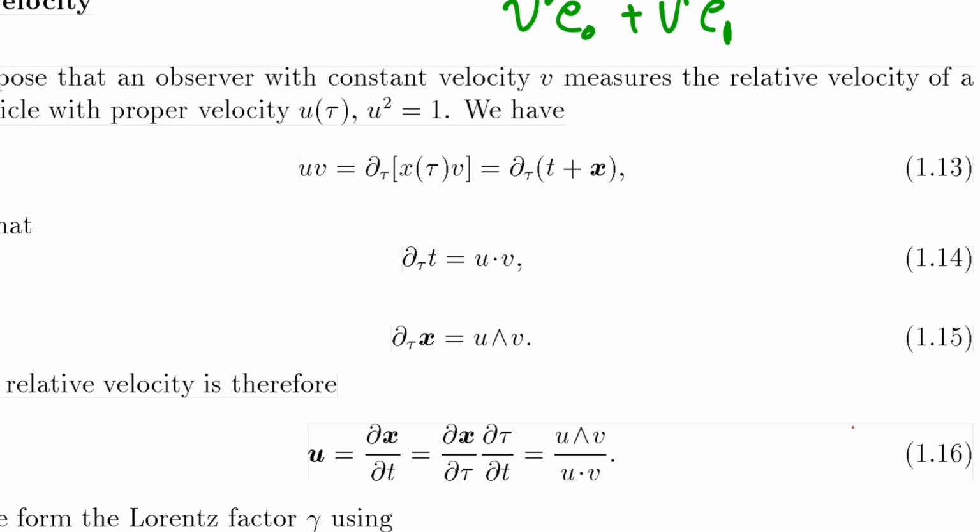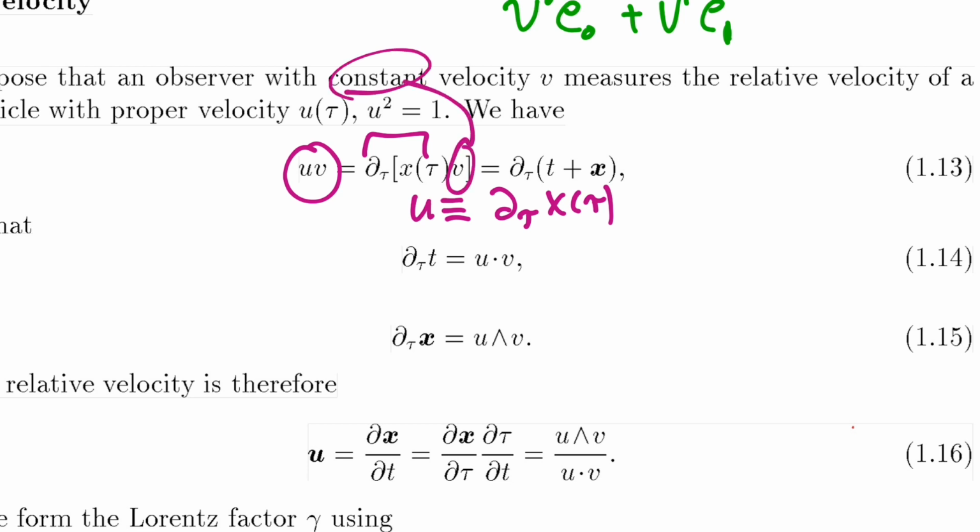They say uv, the geometric product of the two space-time algebra vectors, u and v. That is going to be, well, u is defined as d tau of x of tau, right? Well, that's exactly what this is. V is a constant, so the product rule applied gives you a 0 for the second term, so that's nice.